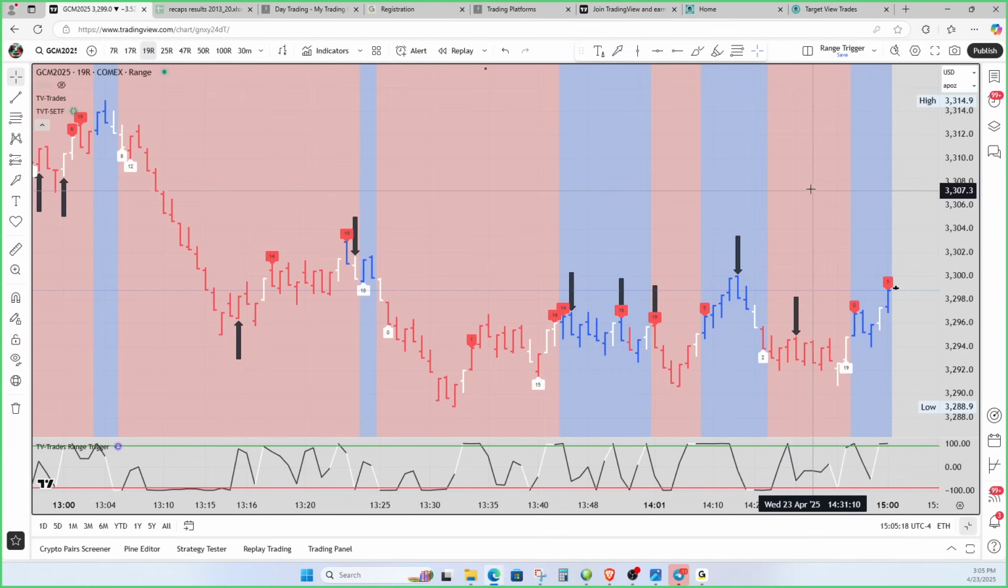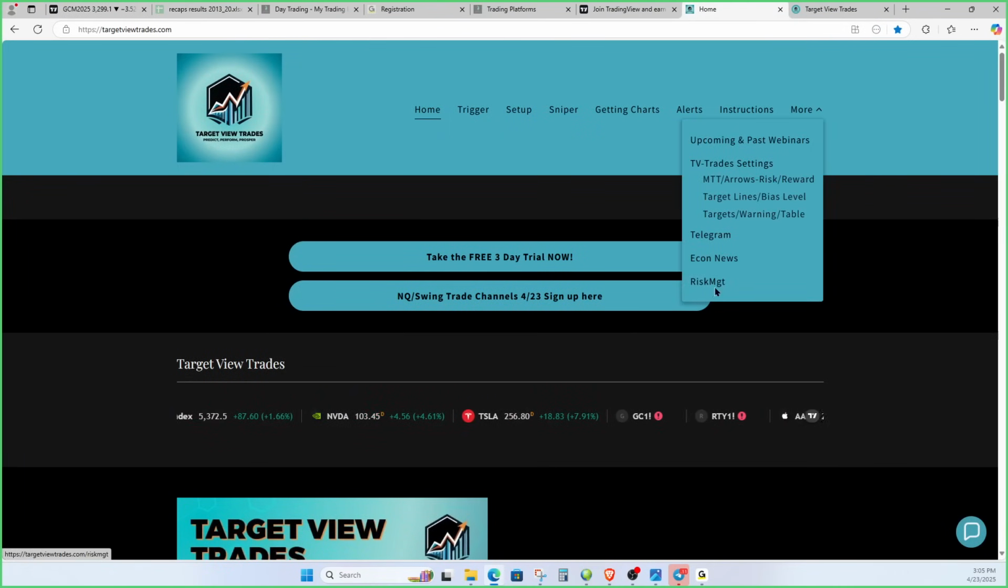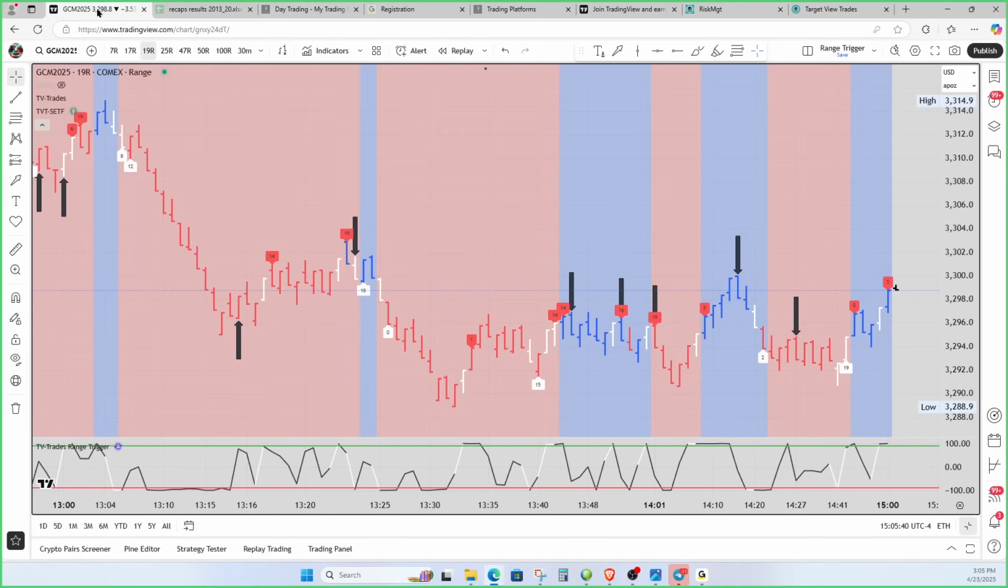when you have a trade entry, if you go here to here, and you go to more, and you go to risk management, right? These are the brackets that I set up with the trades that I use, with the range bars that I use. So when I put a trade on, I know how far away my stop is going to be every time I put a trade on. I know exactly where my stop is going to be.